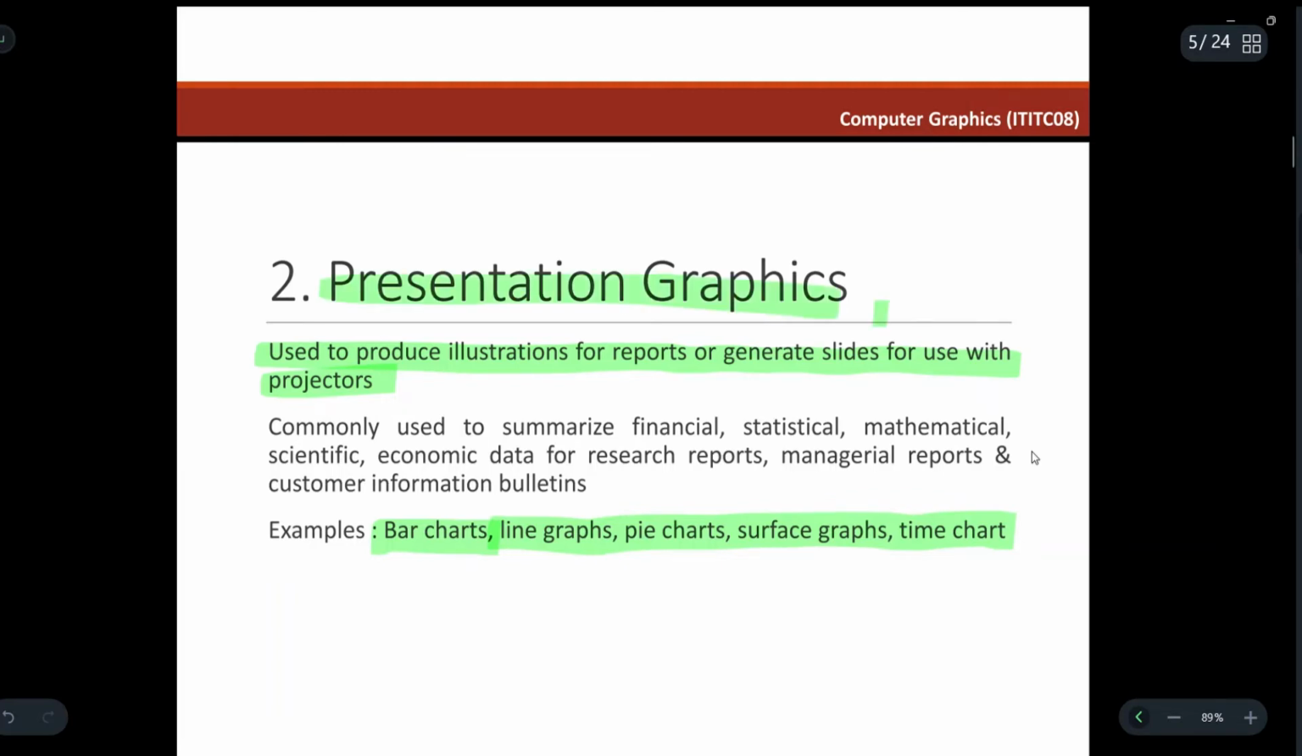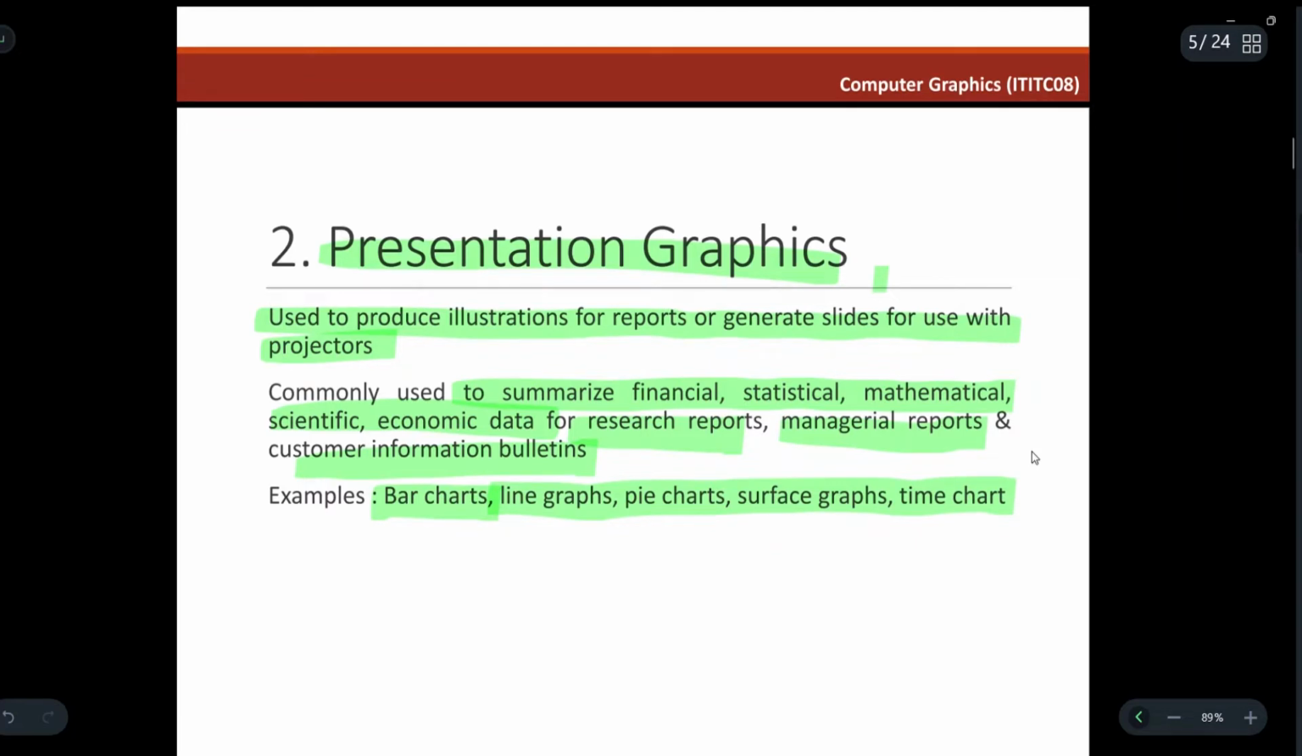It is also used to summarize financial, statistical, mathematical, scientific, and economic data for research reports, managerial reports, and customer information bulletins. So in short, to create pie charts, line charts, and to summarize financial statistics as well as mathematical, scientific, and economic data, we can use presentation graphics.